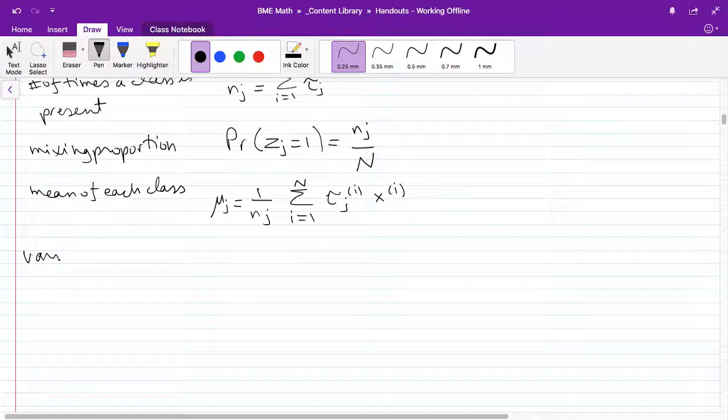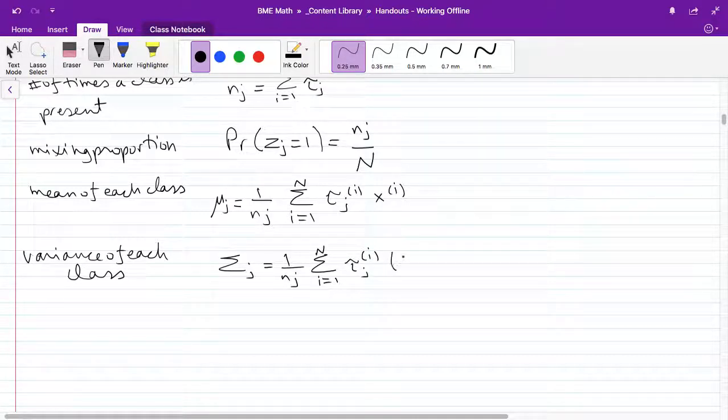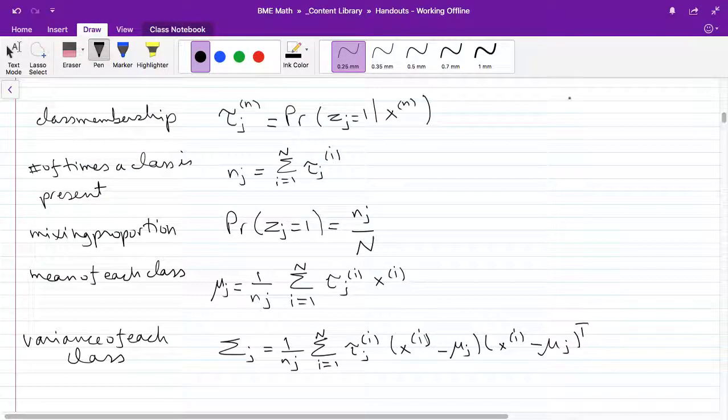And then the variance of each class is this. So if I had my data labeled, if I knew the probability of z given x, then I could compute all of these things. I could compute the elements of my mixture model.